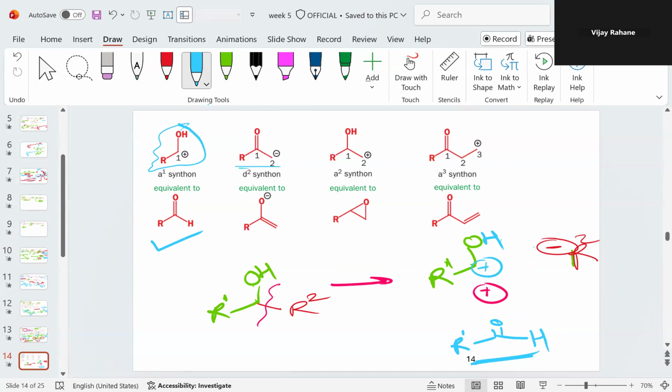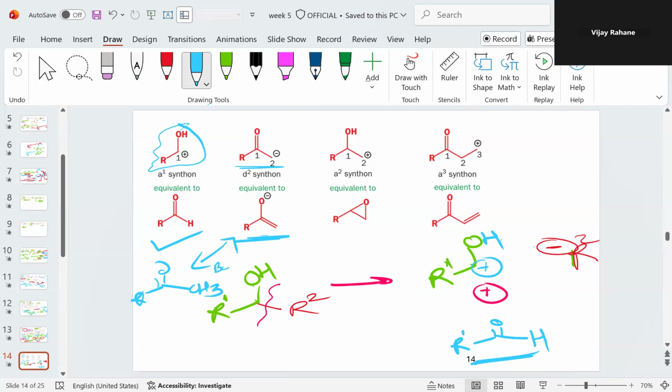If we have such an alpha carbon of this ketone, we know it is delta negative, right? Upon abstraction of a proton, it can form a negative charge here. So this is the synthon, and the synthetic equivalent for this one is this, and we can also write R double O CH3 as well. So this is also one synthetic equivalent for this, right?